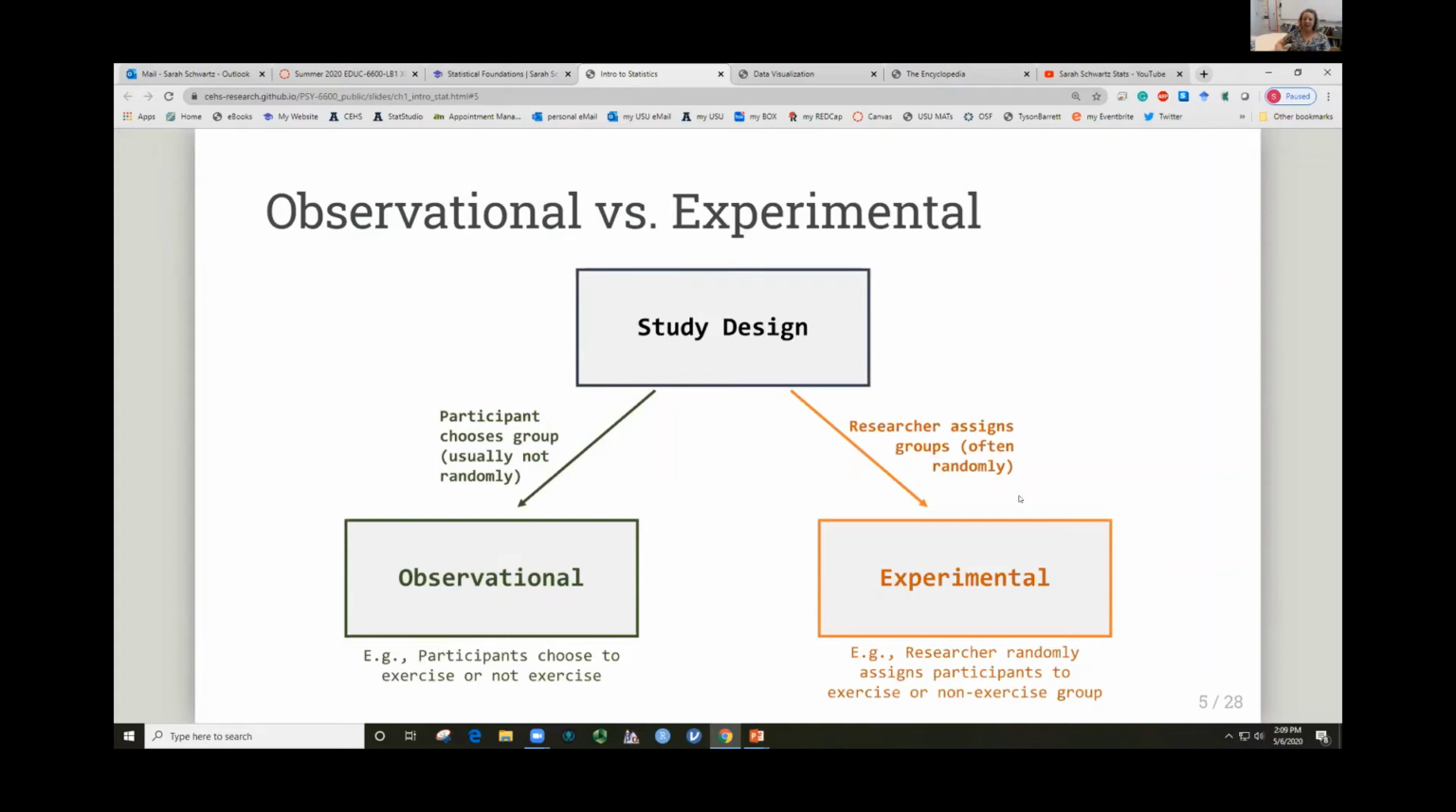And it's not like the person really chooses to exercise. Maybe they're not exercising because their back hurts, or because they had something else. It's outside of the researcher's control, is the main thing.